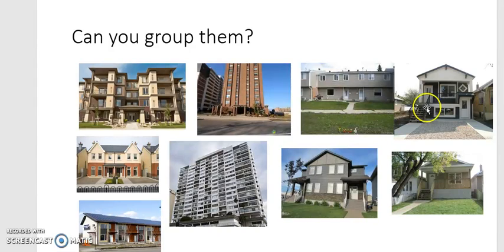This one, 2 entrances within the same building, duplex. Apartment or condominium. A detached house. A row of houses, so it is a townhouse.